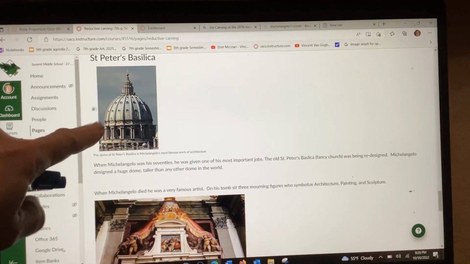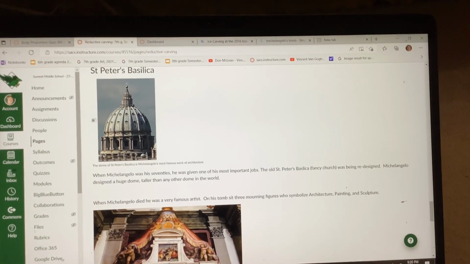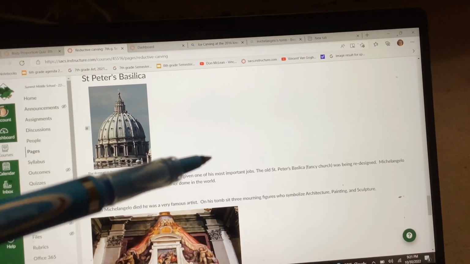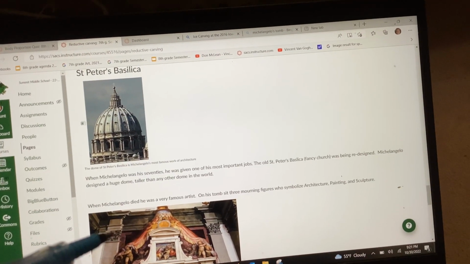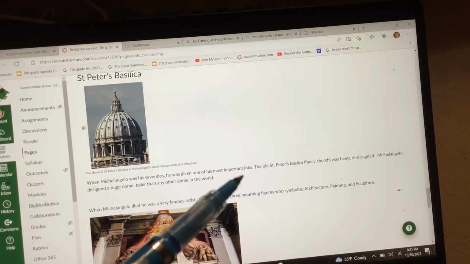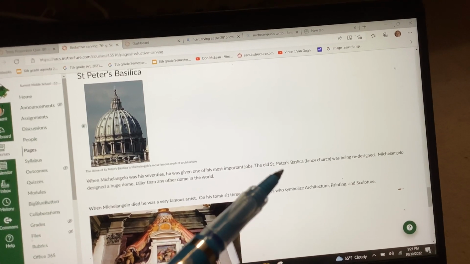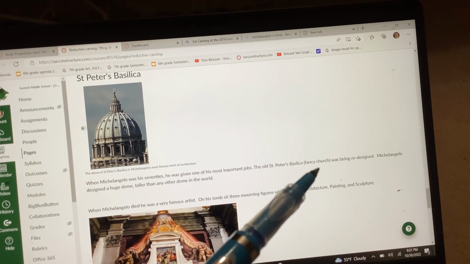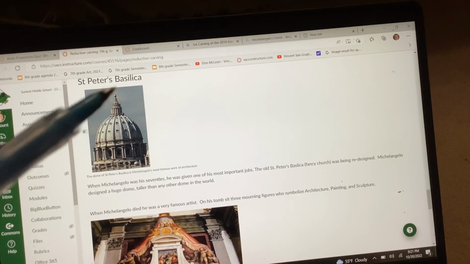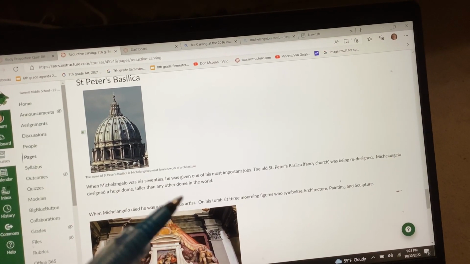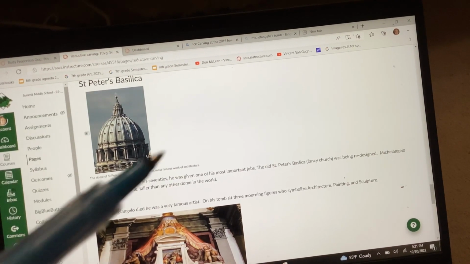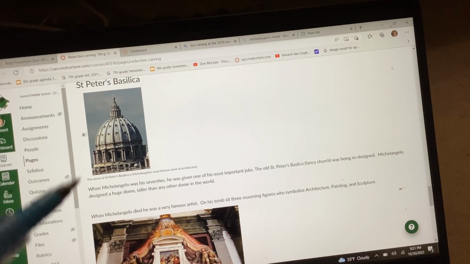And here's his last work. This is St. Peter's Basilica. So we saw Michelangelo as a sculptor, we saw him as a painter, and here's him as an architect. When Michelangelo was in his 70s, he was given one of his most important jobs. The old St. Peter's Basilica, just a fancy church, was being redesigned. Michelangelo designed this huge dome, taller than any other dome in the world, and it's really renowned as a symbol of Christianity all across the world, this dome.